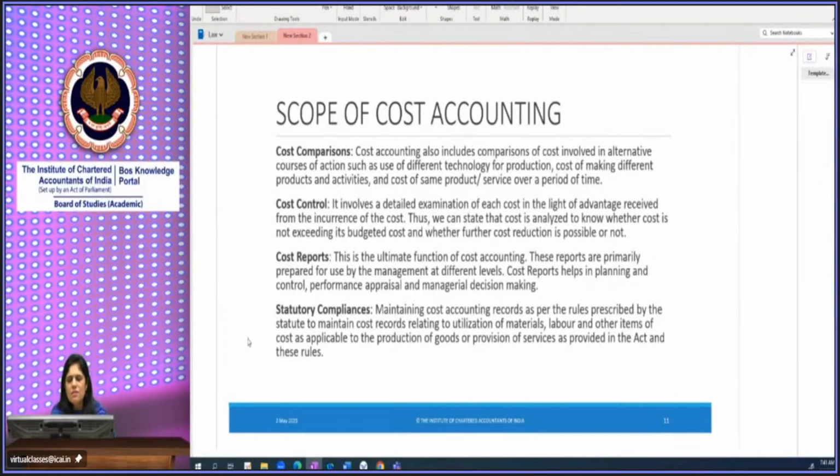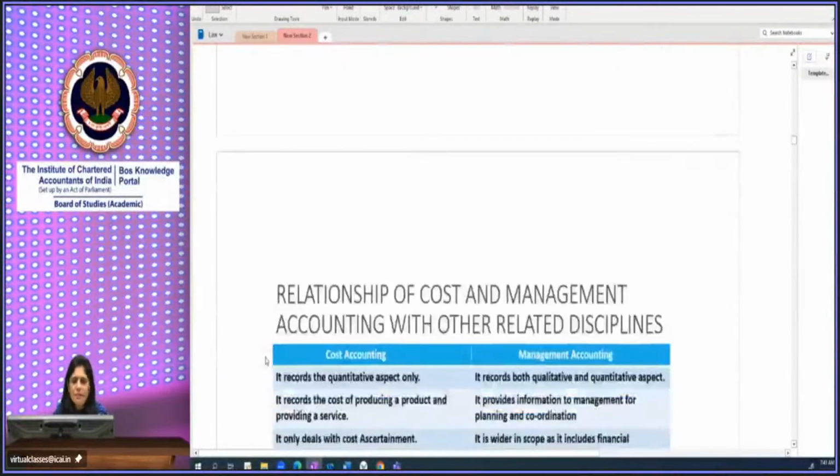All right. So these reports are primarily prepared for use by the management at different levels. Cost reports help in planning and control, performance appraisal and managerial decision making. Then statutory compliances. There are some cost accounting reports which are prescribed by the act or the statute or the law. So those reports are also made, giving the costing information in different forms to the law, to the act also. So whatever reports are required by the law or the act is also part of the scope of cost accounting. All right. I hope you are understanding the concepts.